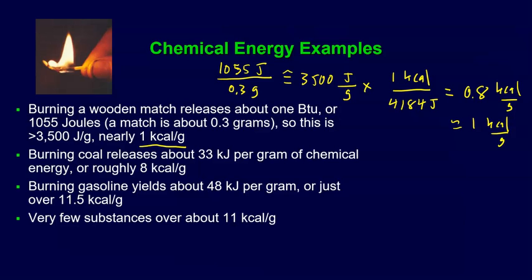And so this gives us a way to compare things. Here we've got a little bit of a list. Burning coal has more energy per gram, 8 kilocalories per gram. Gasoline, which ends up being one of the best that we have, and which we'll talk about later, comes out to be about 11.5 kilocalories per gram. This is getting near the top as far as chemical reactions go. There are very few substances that will give more energy per gram than that.